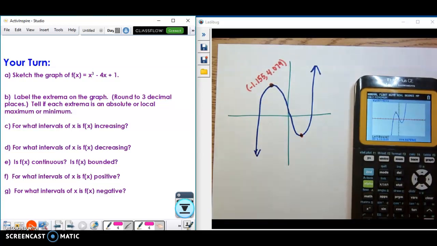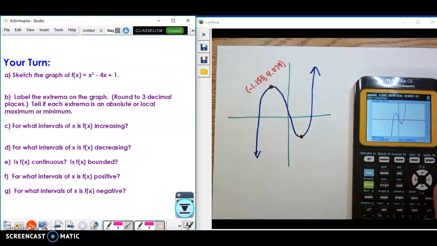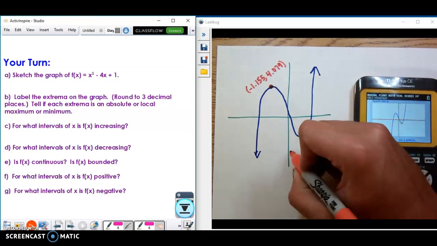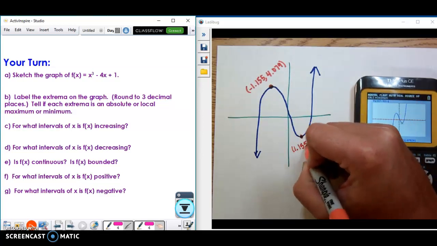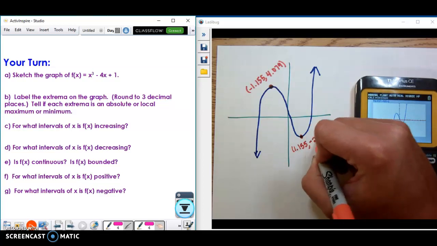So I'm going to go to second, trace, minimum. And it's going to say left bound. So now we're trying to find this minimum. So this is the point we're trying to find. I'm going to put it to the left of that. Hit enter. Then it says right bound. Put it to the right. Hit enter. It says guess. You're going to hit enter again. So that point gives us 1.155. And then the y value is negative 2.079.